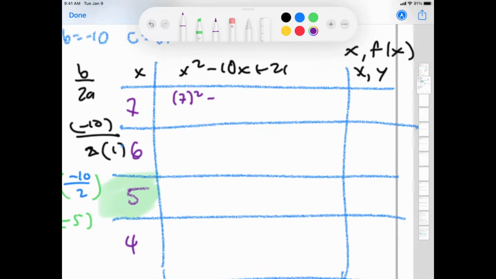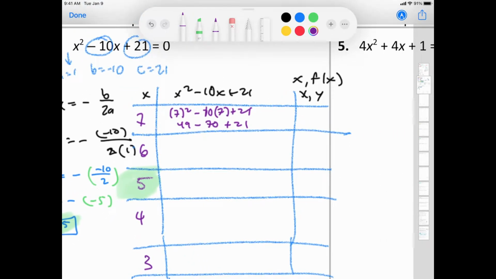7 squared. So this would give me 49 minus 70 plus 21. Negative 21 plus 21 gives me what? 0. So 7 comma 0 is my answer. Remember, your answer goes on the right side, which is kind of like the y or f of x, the output.